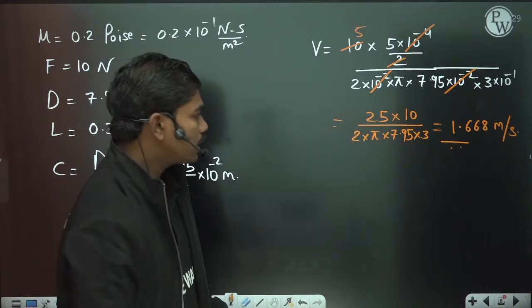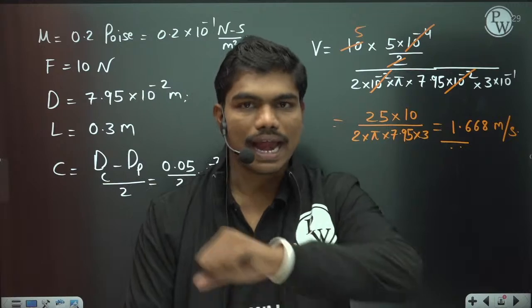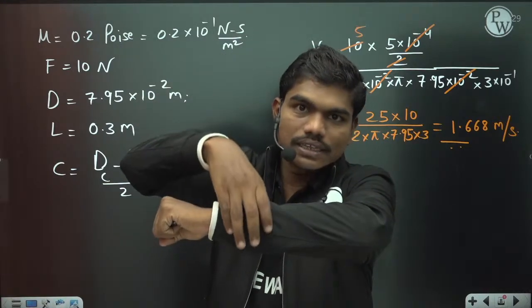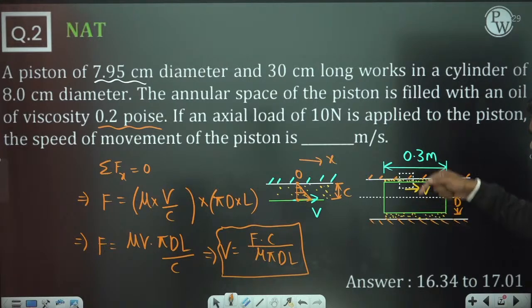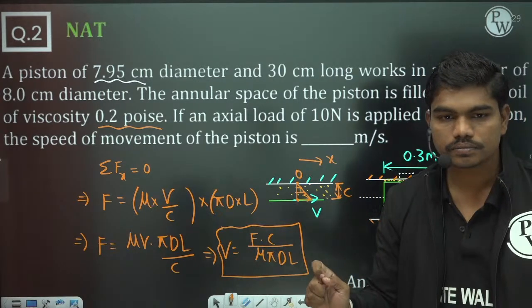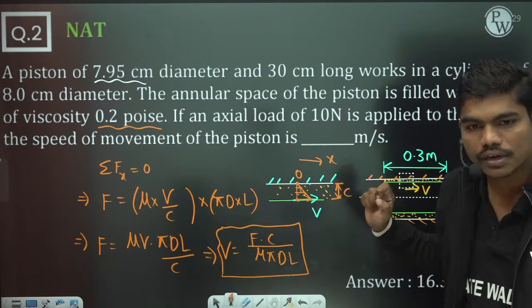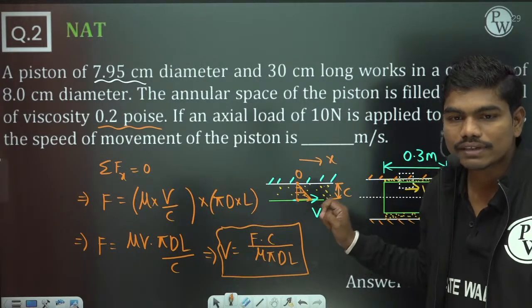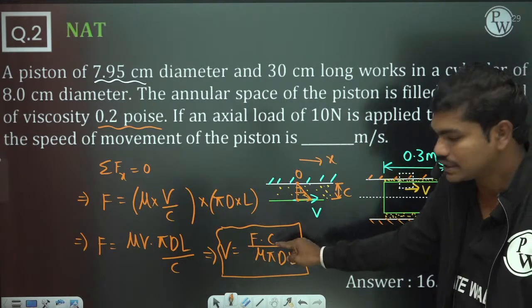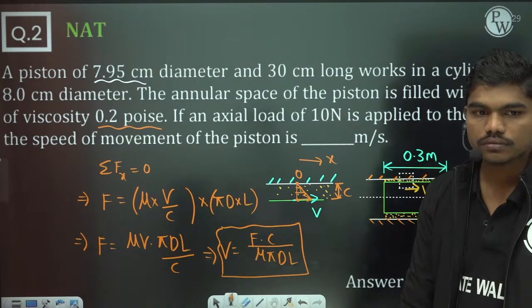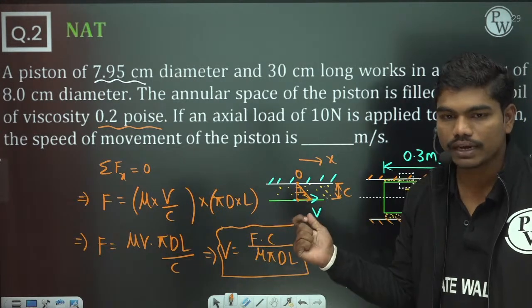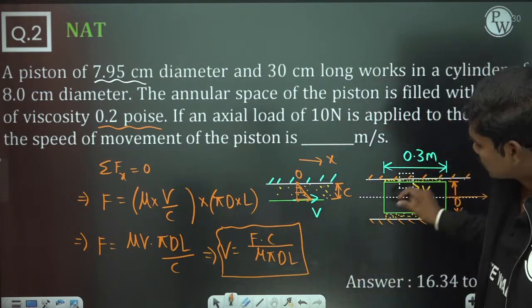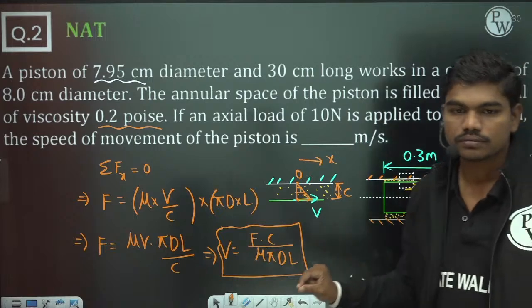How do you take the clearance? Let me tell you. Let us suppose my hand is the piston, and let us suppose this is the cylinder. Then the difference between these two gives the total clearance. Between these two there is a circumference, and the total clearance is the diameter of the cylinder minus the diameter of the piston. Clear? Diameter of the cylinder minus diameter of the piston. So whenever you have this, this C is actually the radial clearance here. So this is half of this value. The clearance we use is half of this difference in the diameters, because half of the clearance is on this side and half is on this side. Clear?